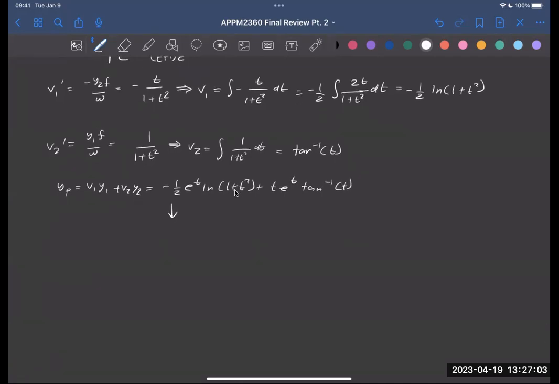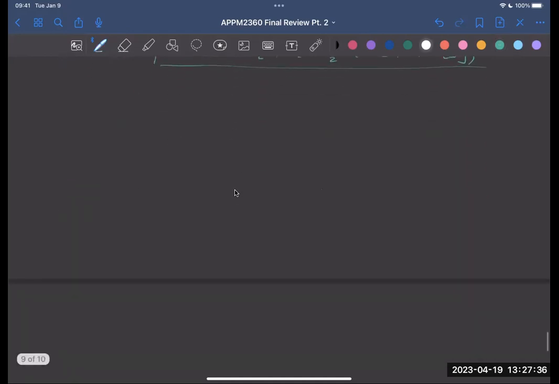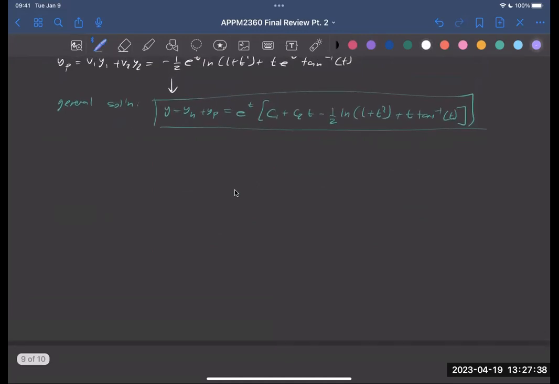That means that our general solution, we get this y by adding up our homogeneous and our particular solutions, which gives us the final expression: e to the t times c1 plus c2 t minus 1/2 natural log of 1 plus t squared plus t arctangent of t. That's our final answer.